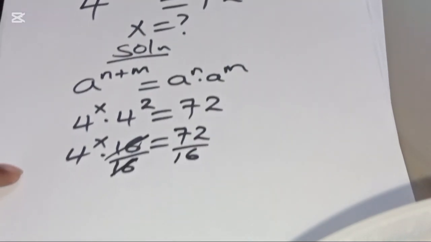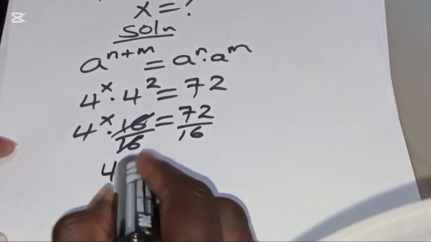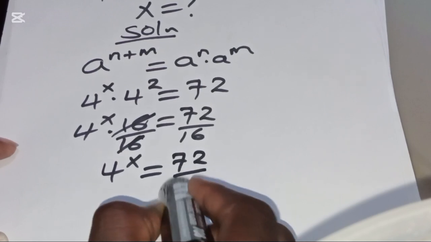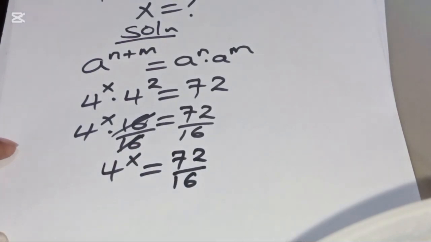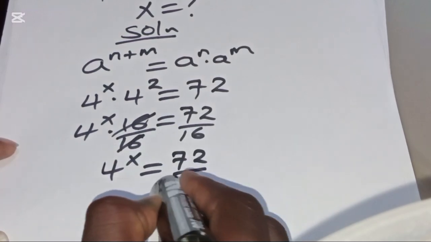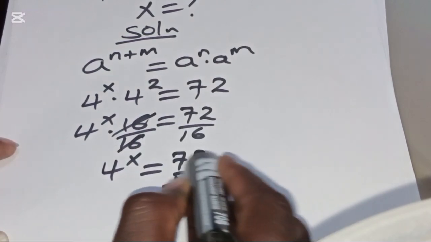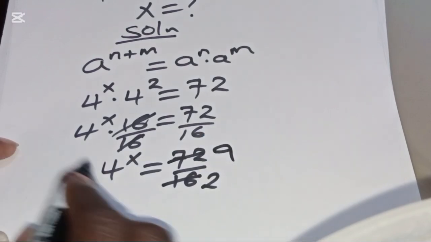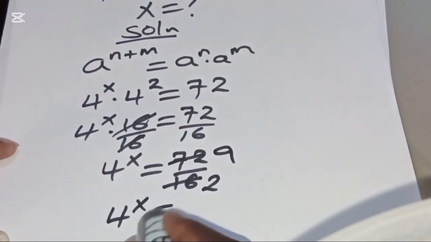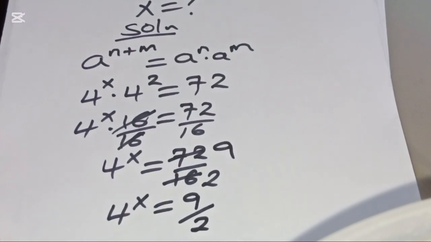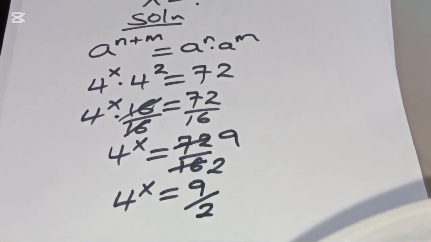So now we'll have 4 to power x equal to 72 divided by 16. Here we can simplify further. We divide by 8: 72 divided by 8 is 9, and 16 divided by 8 is 2. So we have 4 to power x equal to 9 over 2.